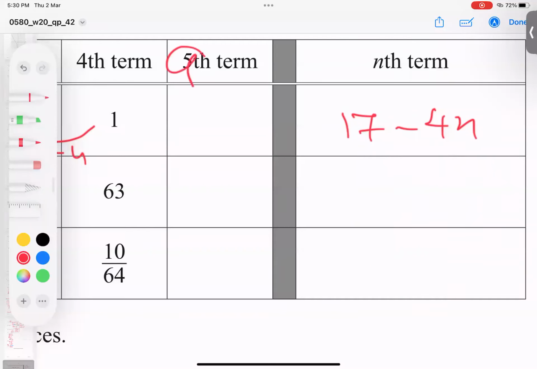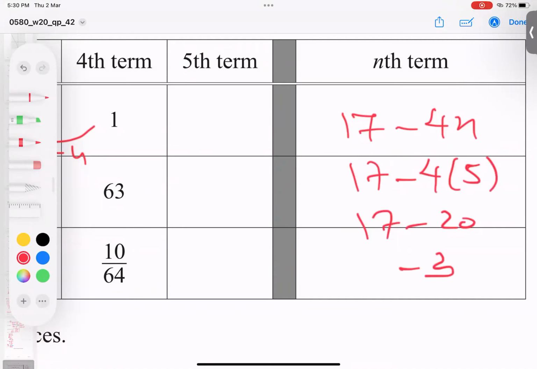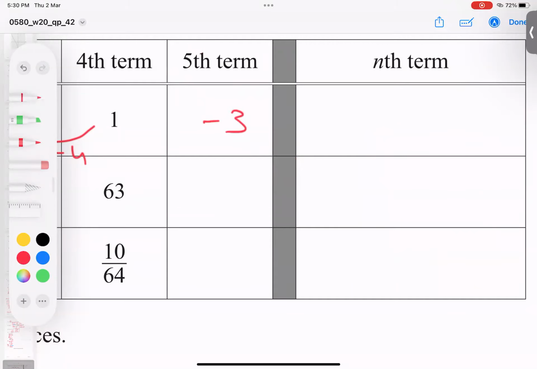Now plug in this 5 in the place of this n. So 17 minus 4 times 5, 17 minus 20, and you get negative 3. I hope all of you understand how I got negative 3. Let's go for the next sequence.